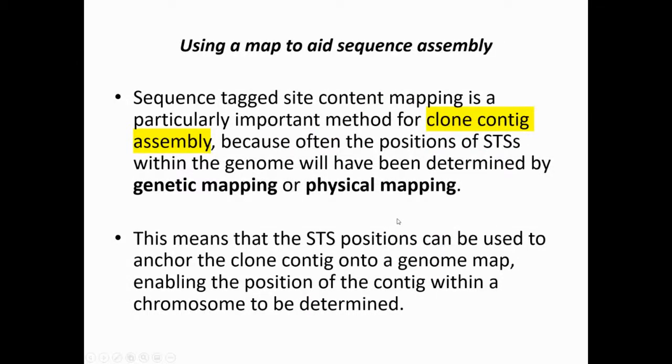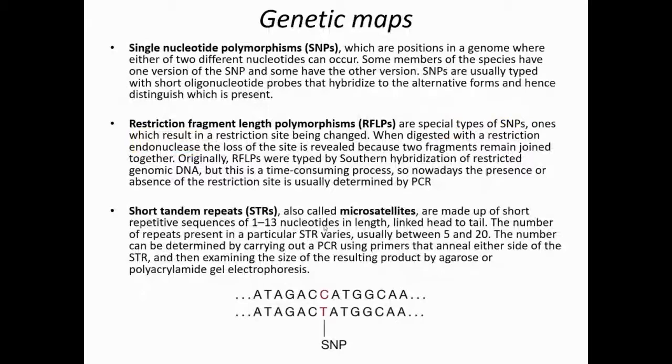And the STS is particularly important for clone contig assembly, because these STSs within the genome will have been determined by genetic mapping or physical mapping. And so we can use the STS to anchor the clone contigs onto the genome map. Okay, so that's STS. And SNP, that's a single nucleotide polymorphism, just like this, one single nucleotide difference.